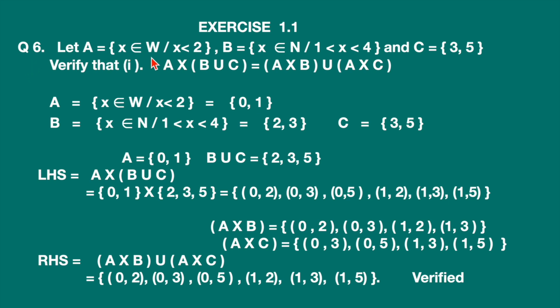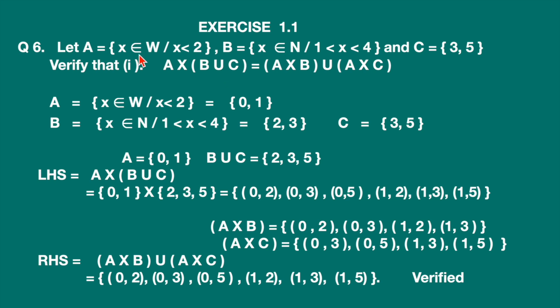Let A is equal to x belongs to W, W is the set of whole numbers, such that x is less than 2. B is equal to x belongs to N such that 1 is less than x is less than 4. And C is equal to {3, 5}. Verify that A cross (B union C) is equal to (A cross B) union (A cross C).